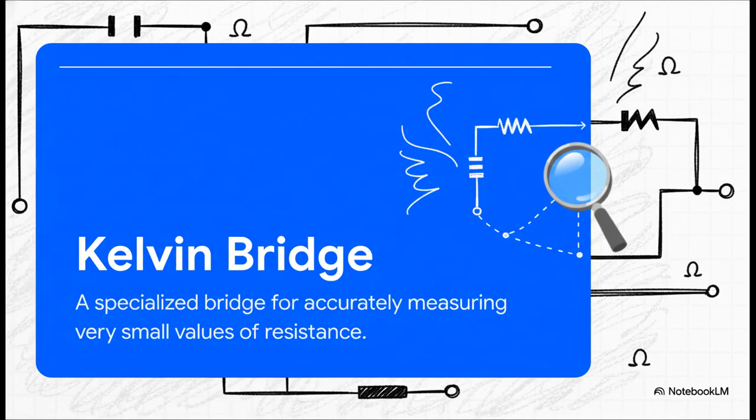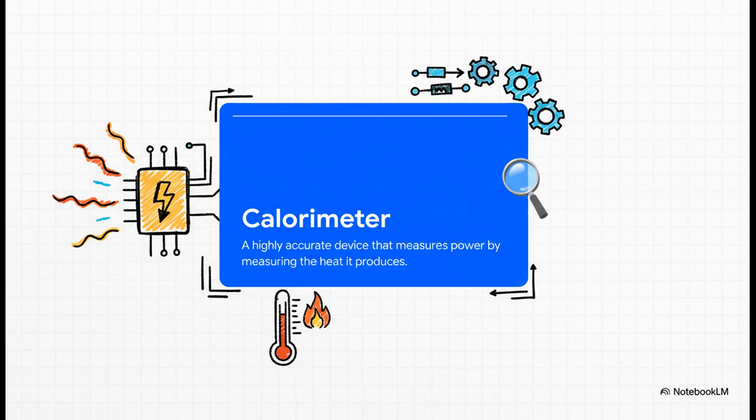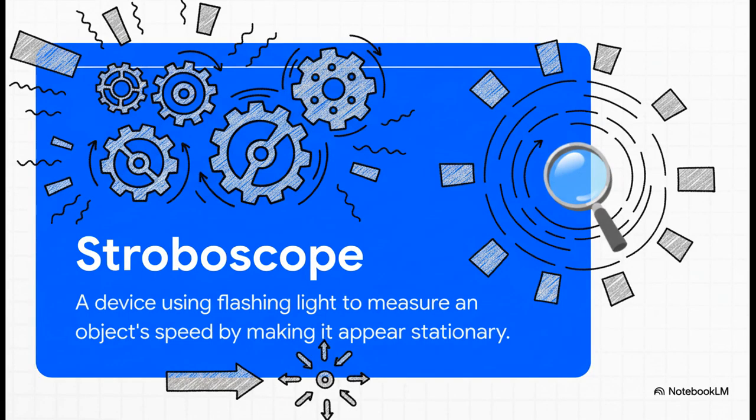Next, the Kelvin bridge. This is your high-precision tool, the specialist you call in when you need to accurately measure really, really low resistances. Then we have the calorimeter. Remember the water tank? This is the super accurate way to measure high power by turning it all into heat and measuring the temperature change. And finally, the stroboscope. That's the cool tool with the flashing light that lets you freeze motion to measure the speed of something that's spinning.